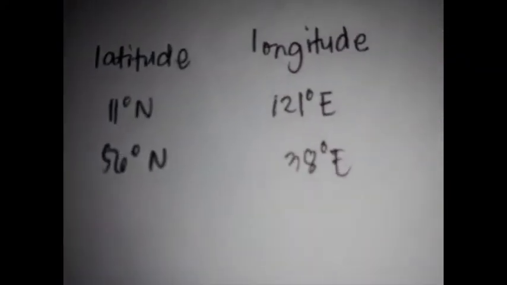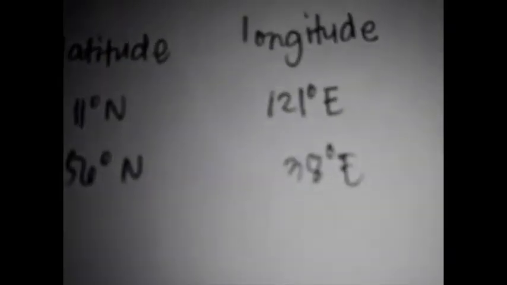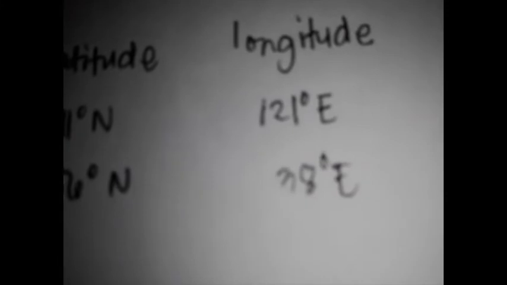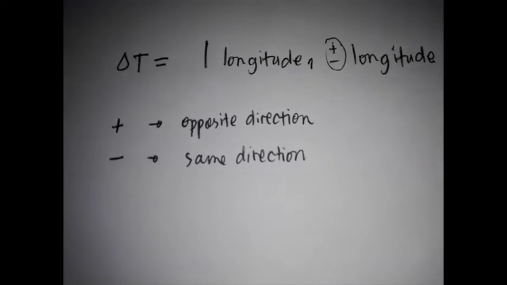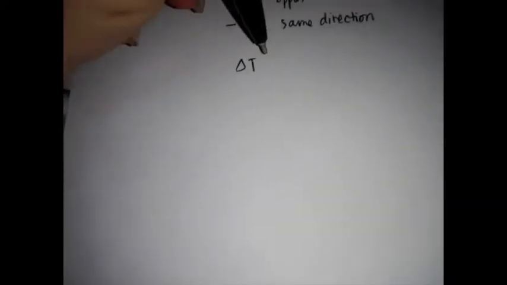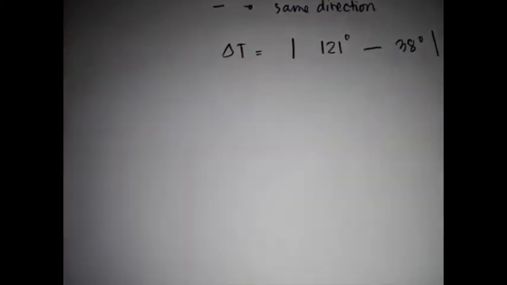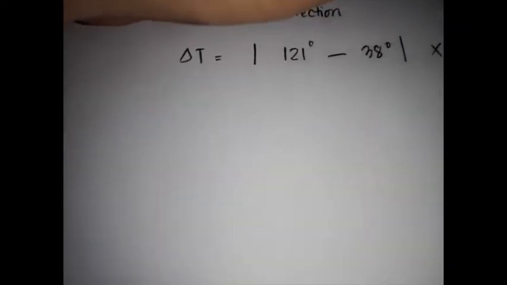Like for example, dito. Parehas lang ng direction guys kasi naka-east silang lahat for their longitude ng Manila at saka yung Moscow. So yung sign na gagamitin natin is minus. So time difference is equivalent to the longitude ng first, let's say Manila, it's 121 degrees minus Moscow, which is 38 degrees, times 1 hour per 15 degrees.